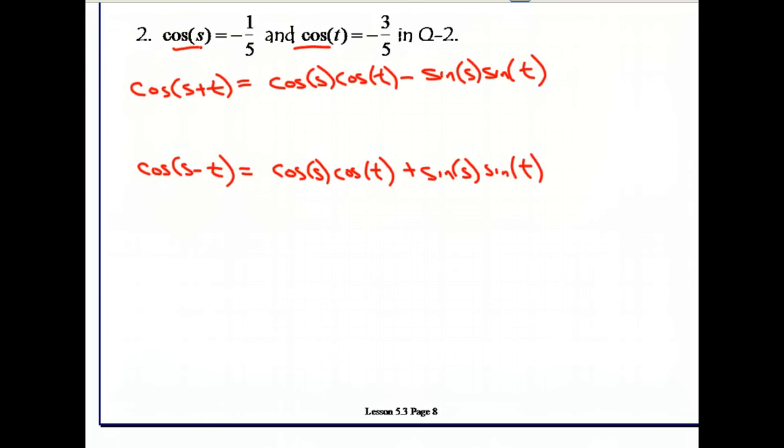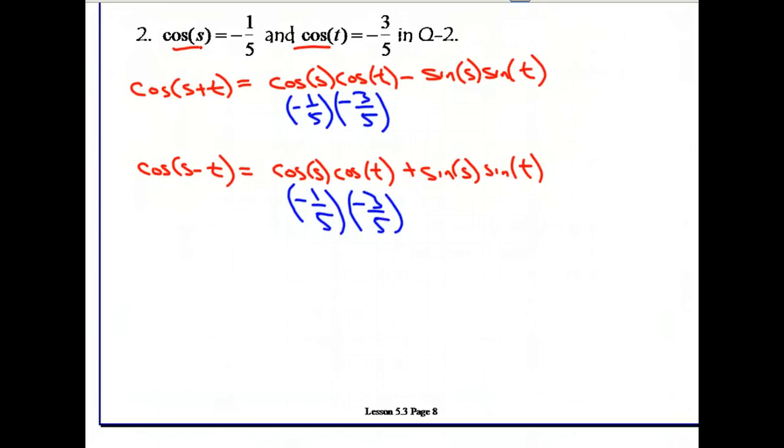If it makes you feel a little better, let's sub in the things we know already. The cosine of s is negative 1/5. Cosine of t is negative 3/5. I feel a little better. We're down here. Cosine of s is negative 1/5. Cosine of t is negative 3/5.